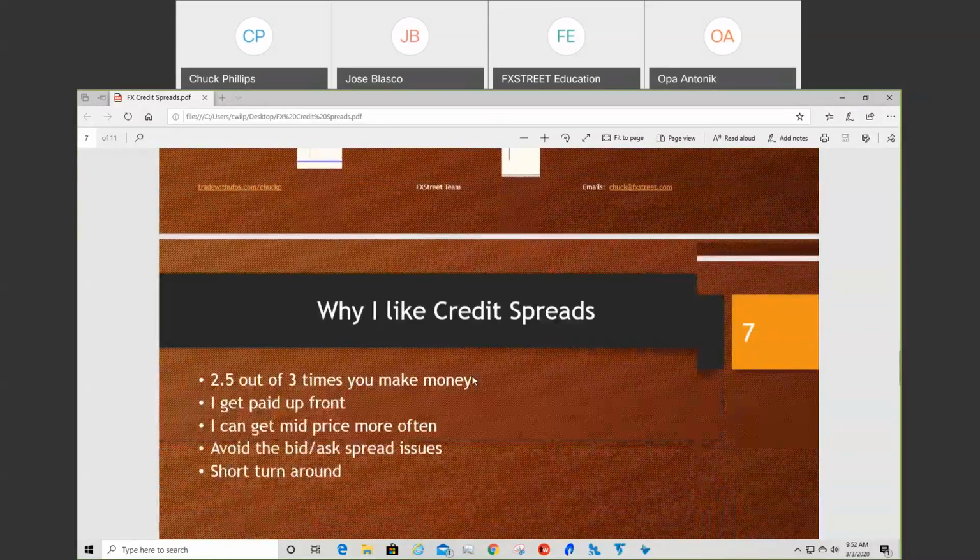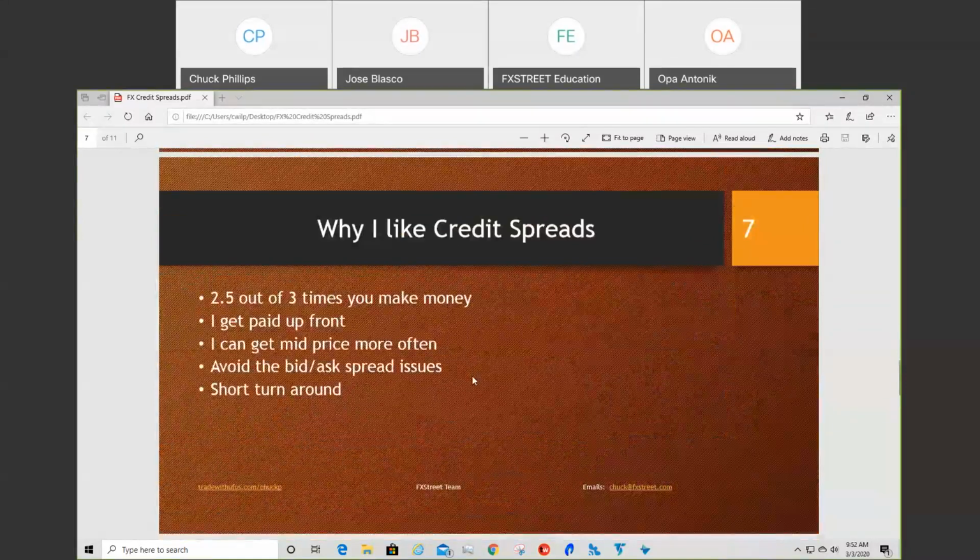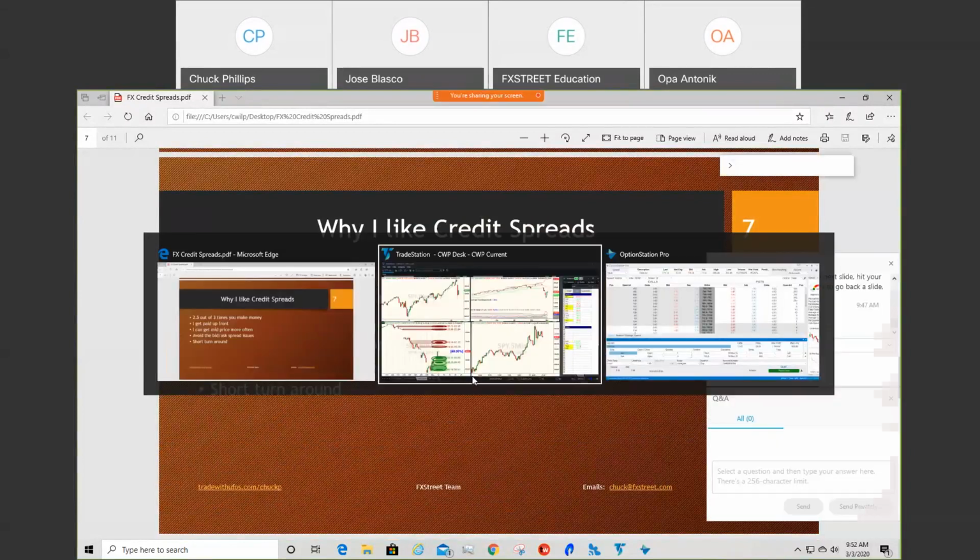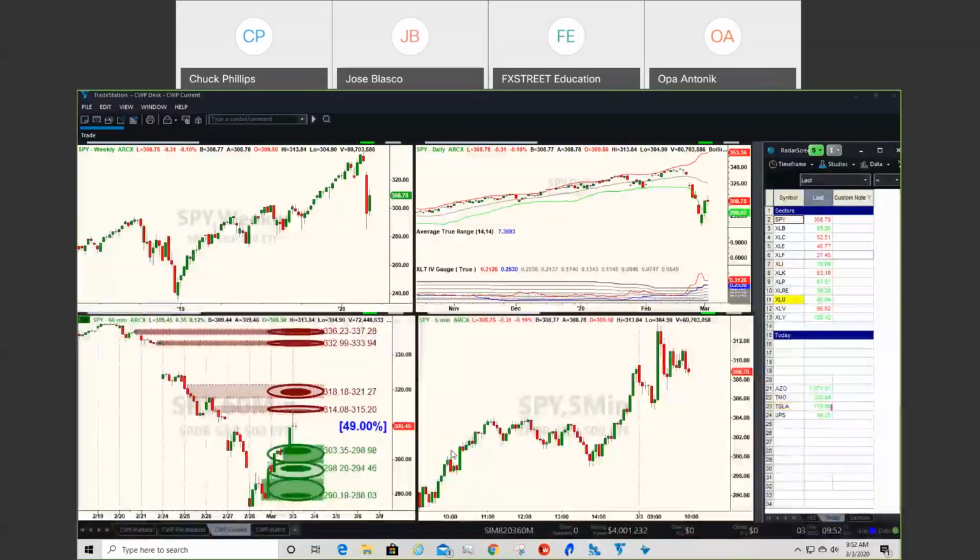All right. So why do I like credit spreads? Let's talk about what a credit spread is, basically. I'm going to switch over to TradeStation here. We're looking at the SPY right now. Current price is at 309.